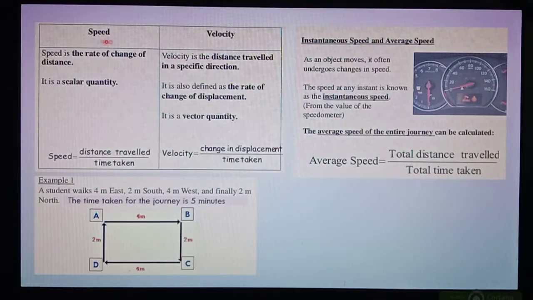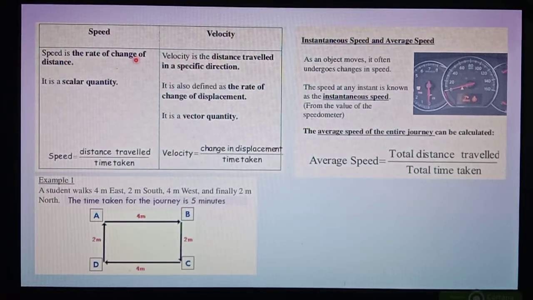Okay, next we want to discuss speed and velocity. What is the meaning of speed? Speed is rate of change of distance. You look at the formula here. The word rate refers to per unit time or divide by time. So rate of change of distance, meaning distance traveled divided by time taken. And the speed is a scalar quantity.